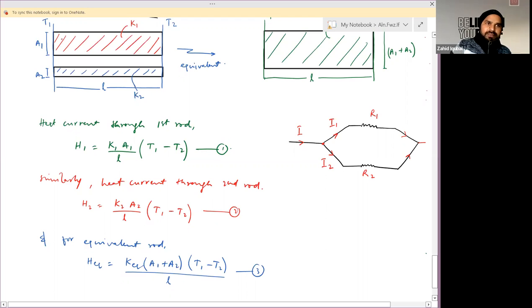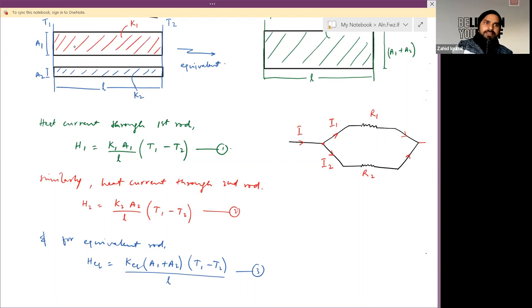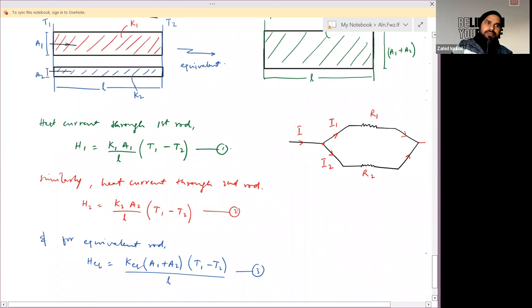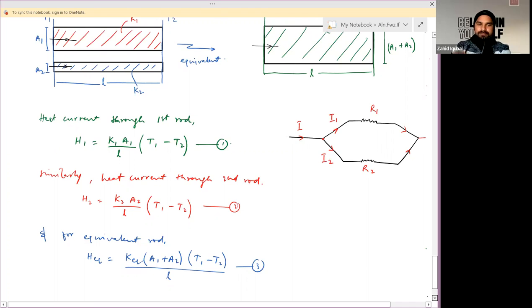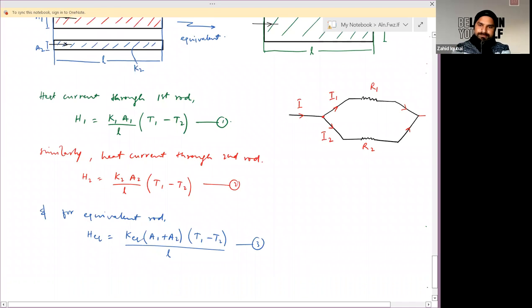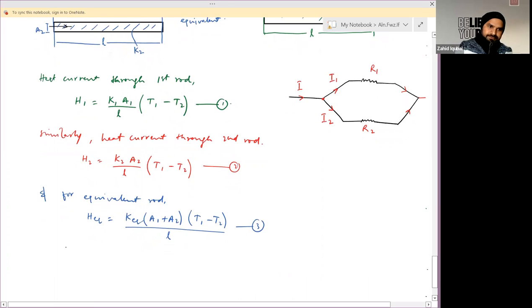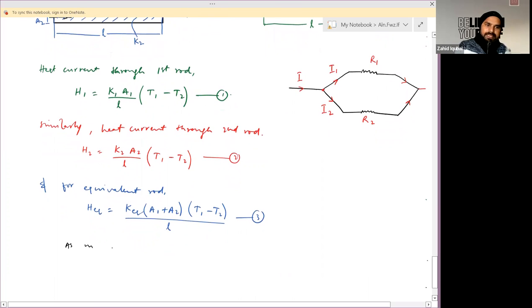Similarly, in this part, we have heat current across this first rod H1 and across this second rod H2. So the combination must have total current H1 plus H2. Is it clear? Yes, sir. So according to this concept, we can say as in parallel, H equivalent must equal H1 plus H2.